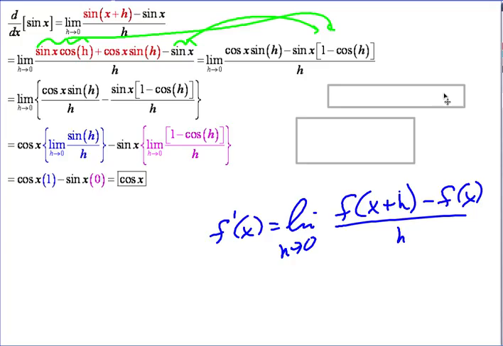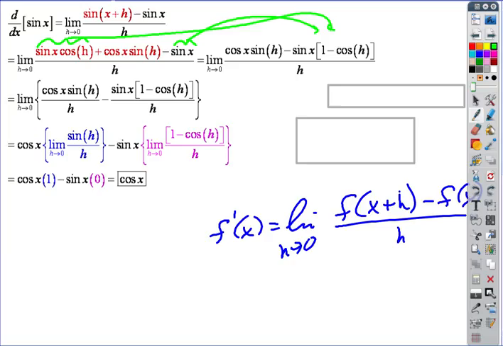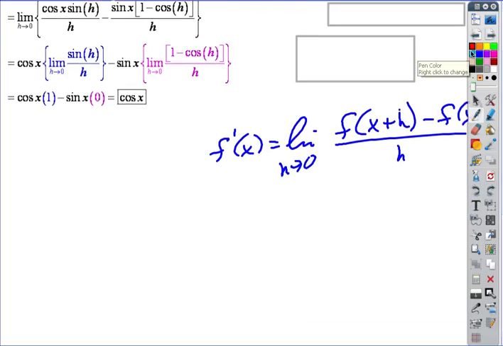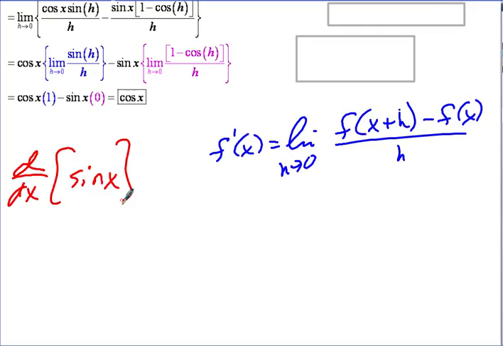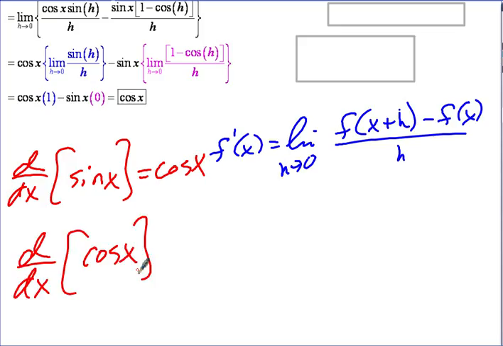We found the derivative of sine x by using the actual pure definition of a derivative, the limit definition of a derivative. So now we've got another trick. In fact, we've got two more tricks, so I'll give you one for free. The derivative with respect to x of sine x is cosine x, and the derivative with respect to x of cosine x is negative sine x. Okay, and so we can use those now. We got two more, so we have three derivative rules that we can use now.